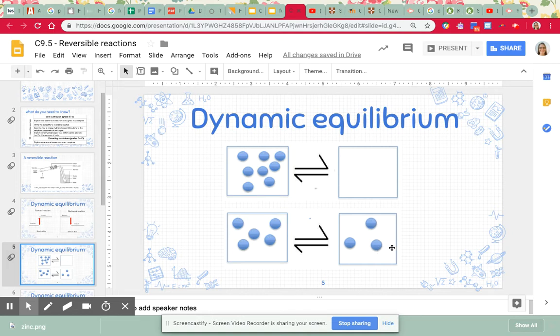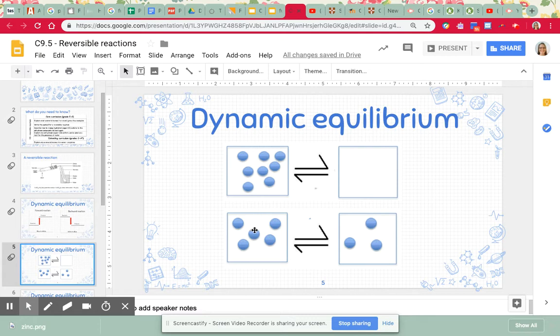Now, dynamic equilibrium doesn't mean we're not making any products or we're not making any more reactants. What's happening is every time we get 1 mole over here, 1 mole comes back over there. And every time we make 1 mole of products, we make 1 mole of reactants. And the forward and the backward reaction are equal. At that point, we call it dynamic equilibrium.